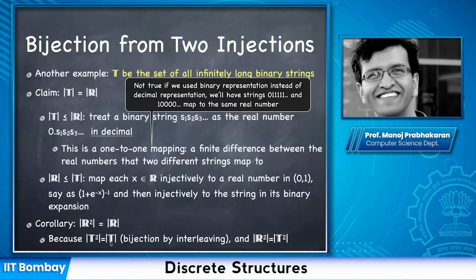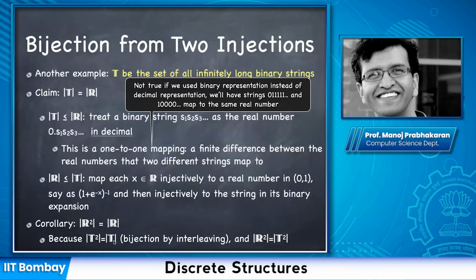And that is easy to see. A bijection between T squared and T would be to take two infinitely long bit strings and interleave their bits. And you will get a single infinitely long bit string. And it's a bijective function because you can go back by taking the odd bits and the even bits separately, so you can separate out one infinitely long bit string into two infinitely long bit strings to reverse this operation. So this is a one-to-one mapping, and its inverse is also one-to-one. So it's a bijective mapping. Therefore, T squared and T have the same cardinality.